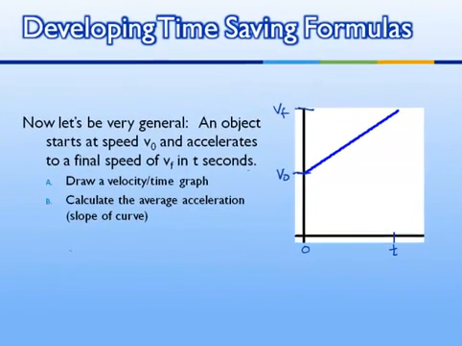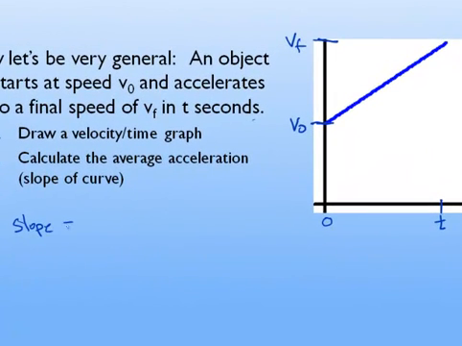Remember that slope is the change in y over the change in x. So in this case, the change in y would be the final velocity minus the initial velocity. And the change in x is simply t, because t minus 0 is t. And we were told that slope of a velocity versus time graph gives us acceleration. So this here could be a formula, but I'd like to rearrange it a little bit, make it a little bit easier to use.